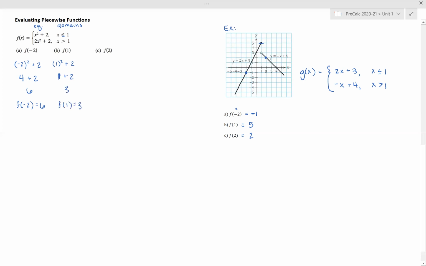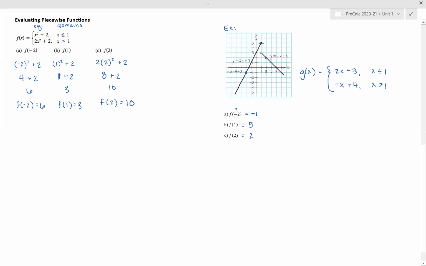And this last one, f of 2, that falls into this domain. 2 is greater than 1. So now I can plug that into the second equation. 2 times 2 squared plus 2. 2 squared is 4 times 2 gives me 8. 8 plus 2 is 10. So f of 2 would be equal to 10.